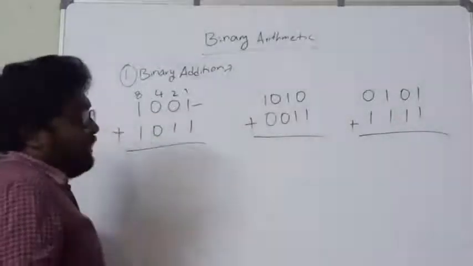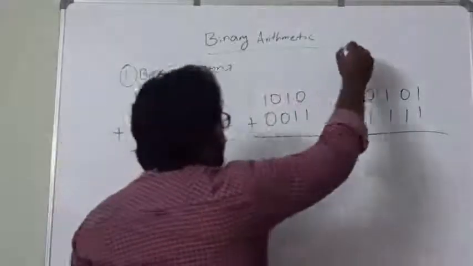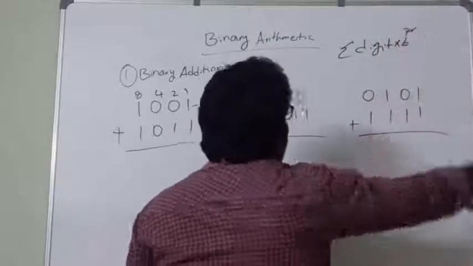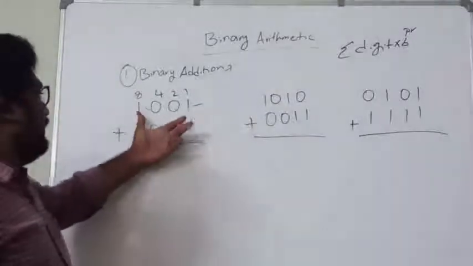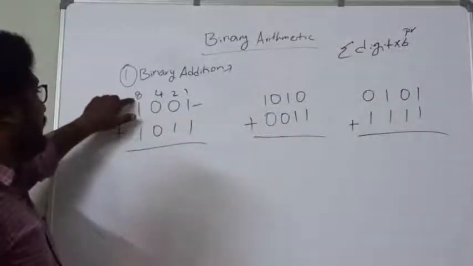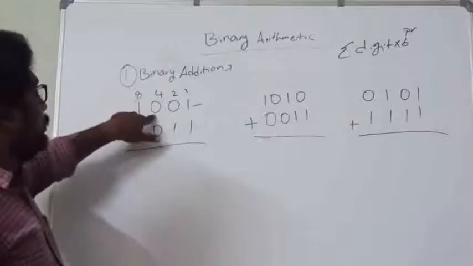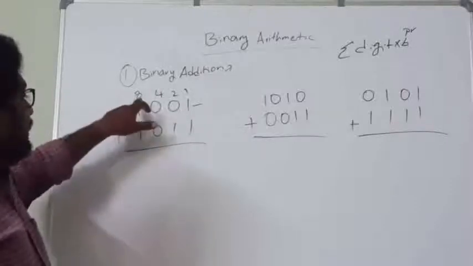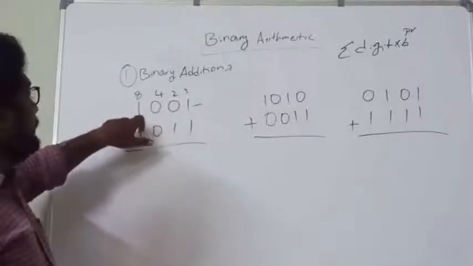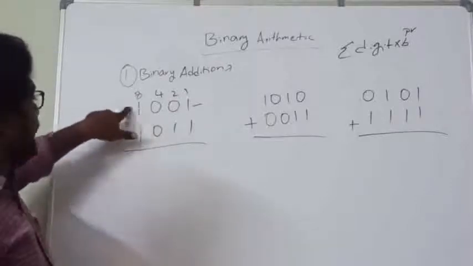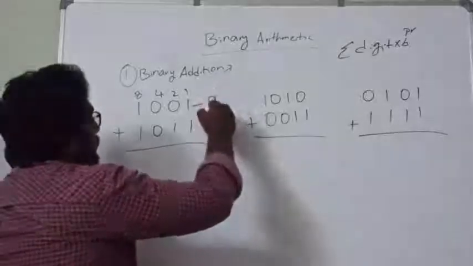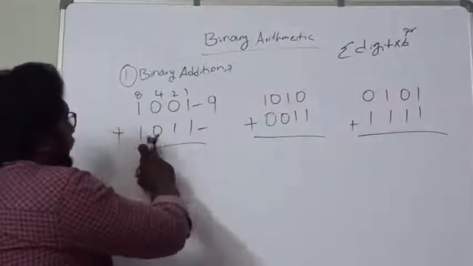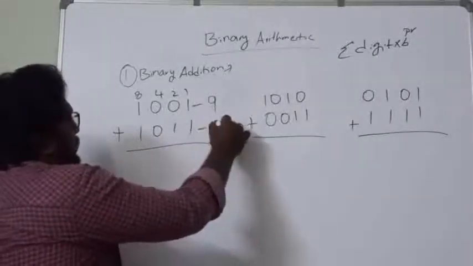We have a formula: the summation of digit into base power place value. So we get 2 power 3 is 8, 2 power 2 is 4, 2 power 1 is 2, and 2 power 0 is 1. So we have 8421. For 1001, the decimal equivalent is 8 plus 1, which is 9. And for 1011, the decimal equivalent is 8 plus 2 plus 1, that is 11.